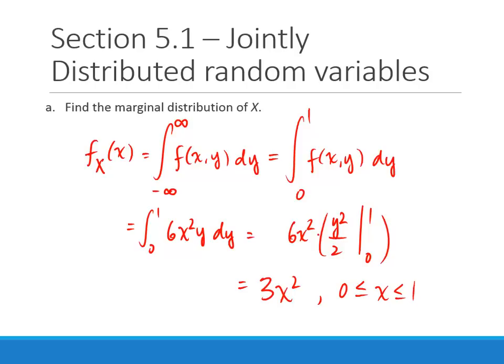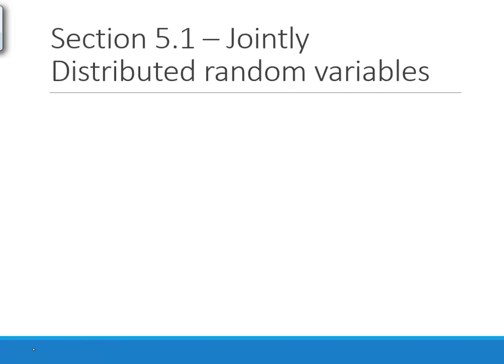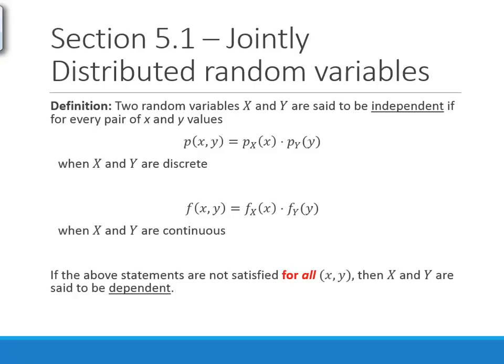So that's now my marginal PDF of x, and now you could think about questions that we asked before. What's the probability that x is, say, Annie gets there before 12:30, or what's the probability that she gets there after 12:45, anything like that? You could use this PDF to answer those types of questions. Okay, so that's the corresponding idea for two continuous random variables.